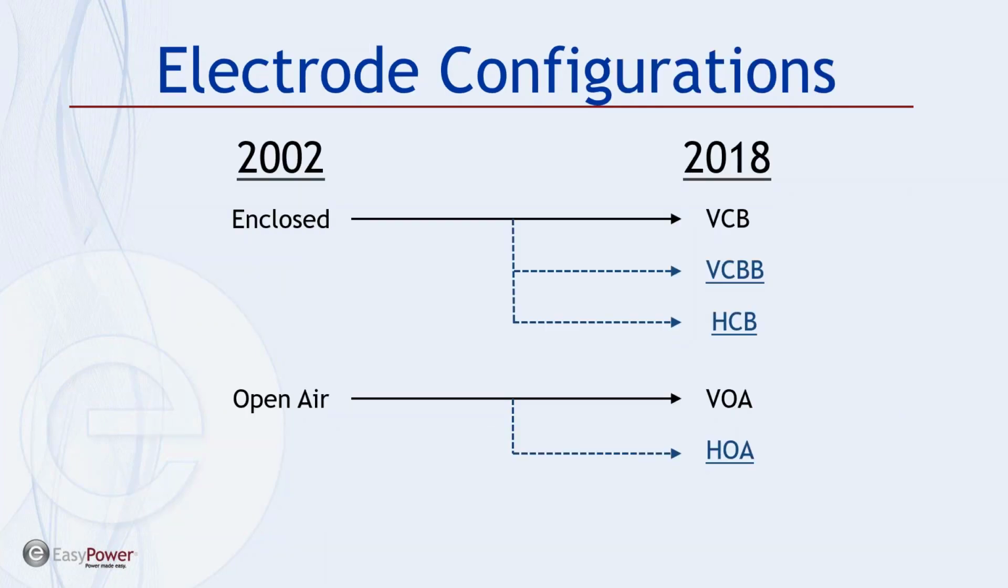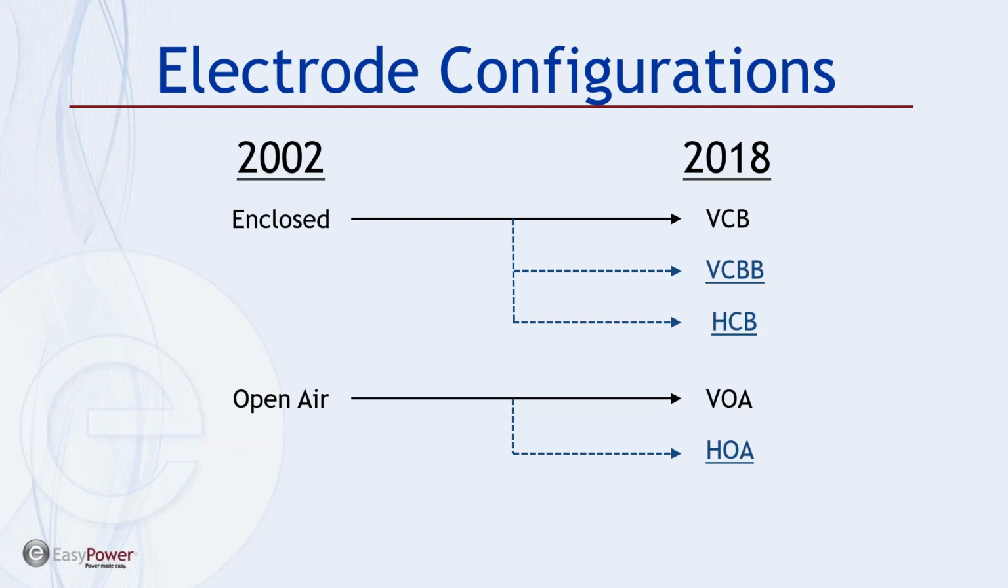And so, as I mentioned, electrode configuration was the area where there were some surprises based upon the new testing done. And in 2002, it was recognized that there was an amplification factor going from an open air arc into an arc that was produced in a 6-sided enclosure.